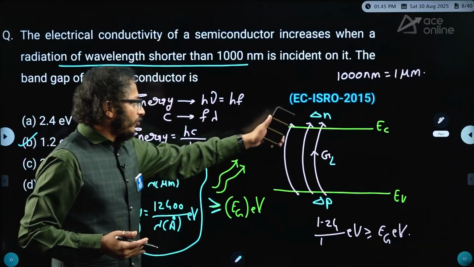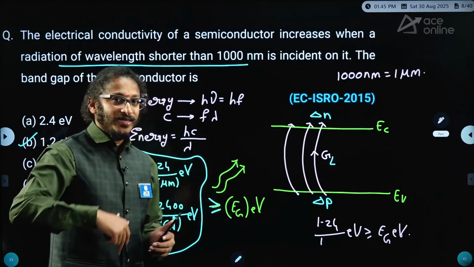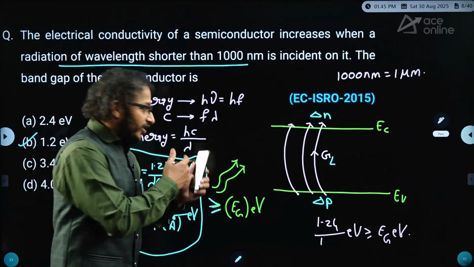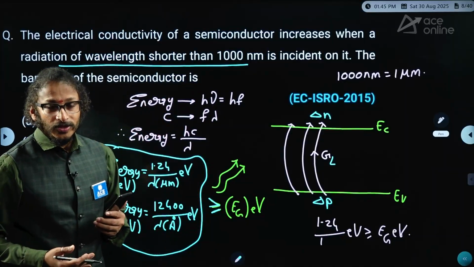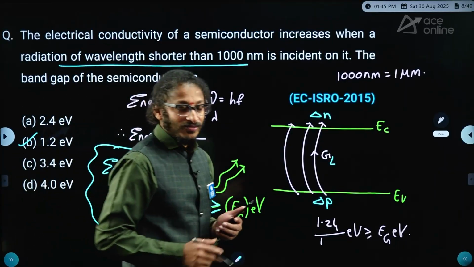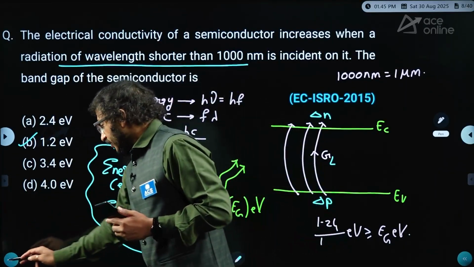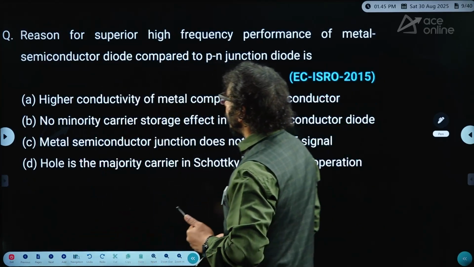Here, don't forget, we are supposed to call it what? Excess concentration of carriers. Generation of carriers due to incident light must always be excess concentration of carriers, right? Good. Go with the next numerical.